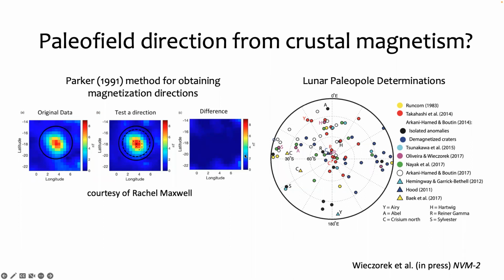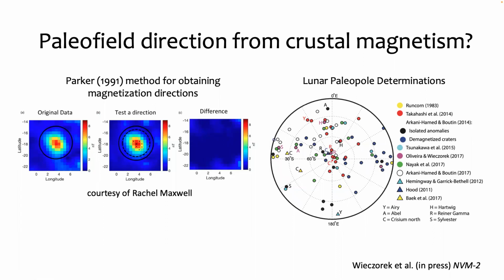And there have been many studies that have used similar methods to get paleopole locations on the moon, as summarized here in this review paper by Zoric et al., which is in press. And what we find is that actually these paleopoles people are getting are all over the place.